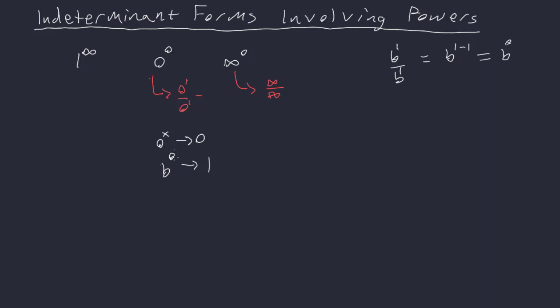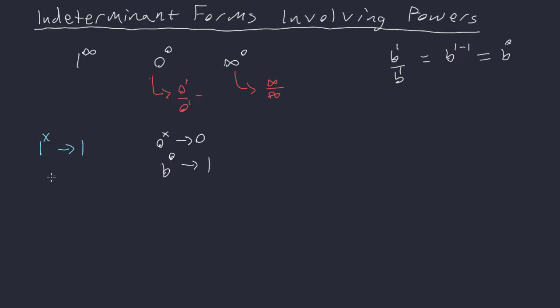So 0 to the 0, well, it depends on which thing's going there fastest. If the base is going to 0 faster, you're going to end up with a 0. If the power is going to 0 faster, you'll probably end up with a 1. And who knows in the spectrum in between, and we have a similar idea for infinity to the 0. A similar idea for 1 to the infinity, because 1 to any power is going to be 1.